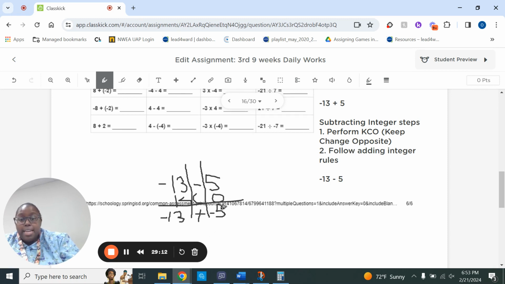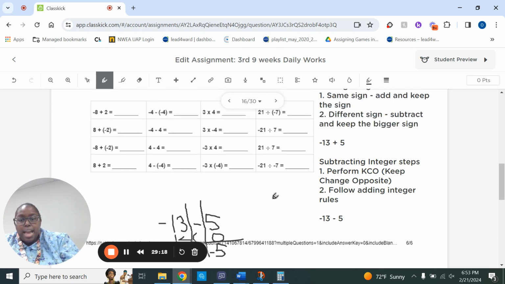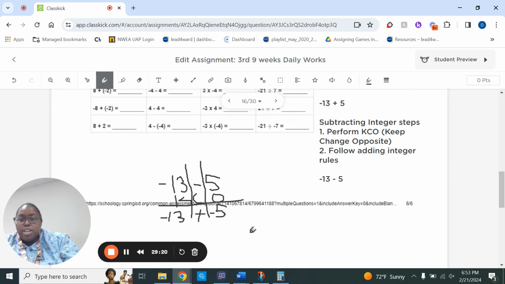And then follow adding integer rules. What are my signs now? I have negative plus a negative. So same sign, add and keep. So add those together. That will give me 18. It was negative because both were negative.